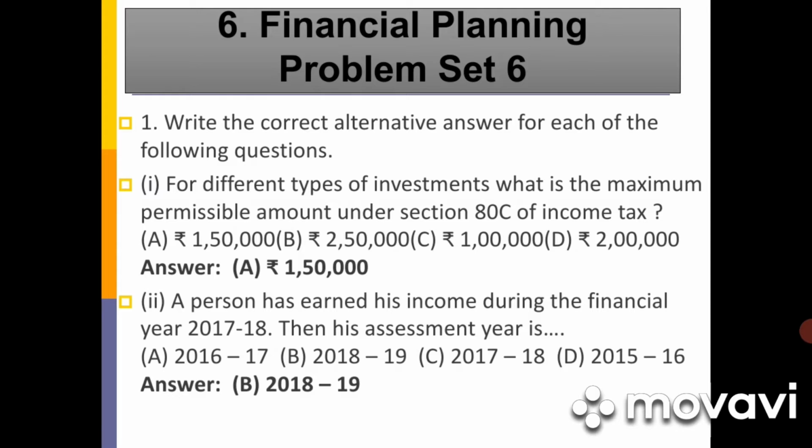Subdivision 2. A person has earned his income during the financial year 2017 and 18. Then his assessment year is. Answer: the following year will be the assessment year. The correct option is B, 2018 to 2019.